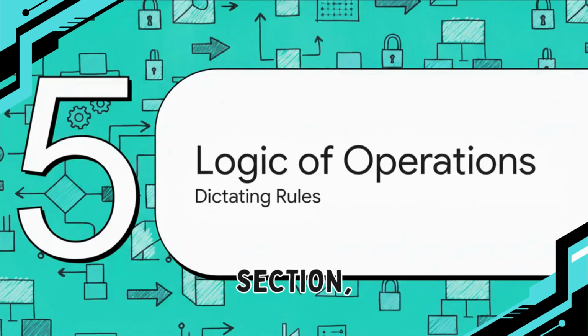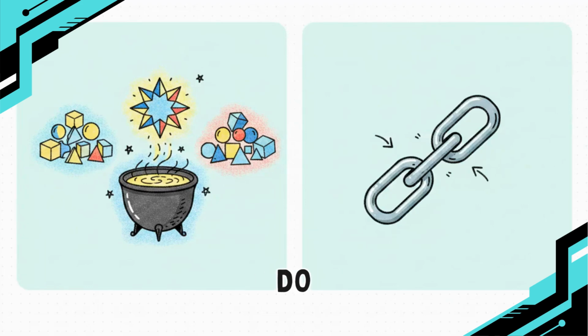All right, our final section, Part 5, the logic of operations. We're looking at how data types dictate what a computer can actually do. You see, these labels do a lot more than just organize data. They actually dictate the strict rules of what a computer is allowed to do with that data. Look at the math comparison here. Integers 25 plus 10 equal 35. Because they're numbers, the computer performs standard arithmetic.